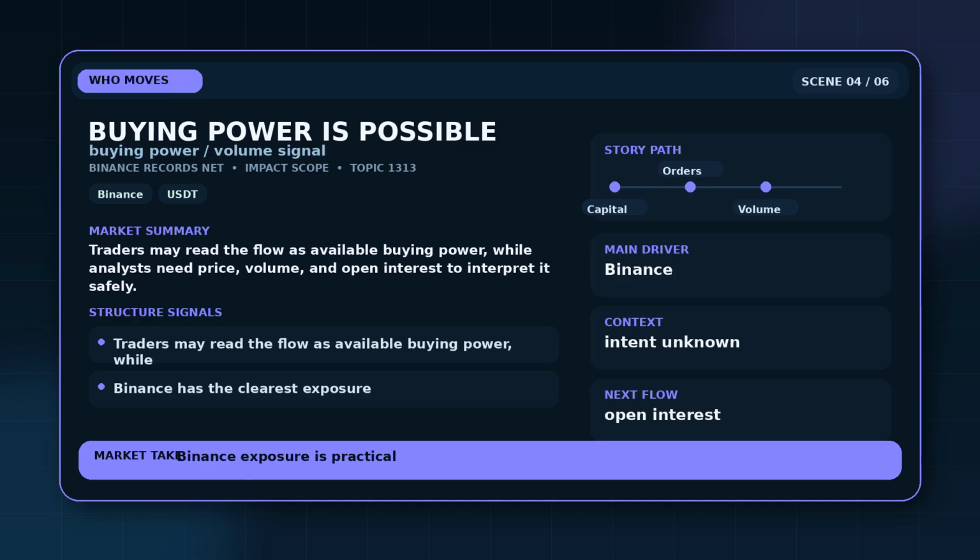The affected side is traders, who may read the flow as available buying power, while analysts need price, volume, and open interest to interpret it safely. For viewers, the useful question is who actually has to react: users, traders, issuers, regulators, operators, or institutions. Here, Binance sits at the center of that reaction, while Binance shapes the next practical step. The consequence is strongest where the event changes access, trust, liquidity, compliance planning, or the cost of making a decision. That makes the impact measurable through behavior, not through hype around the topic.